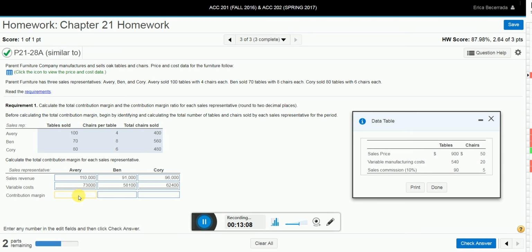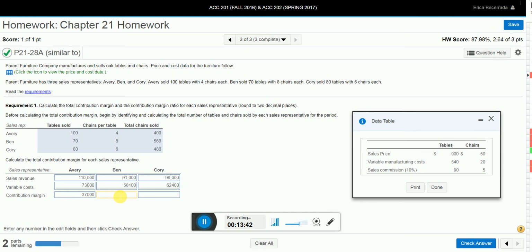Okay. So for the contribution margin, to calculate that, all we need to do is subtract the variable cost from the sales revenue. So for Avery, we know his sales revenue is $110,000 minus $73,000. And then we get $37,000 as his contribution margin.